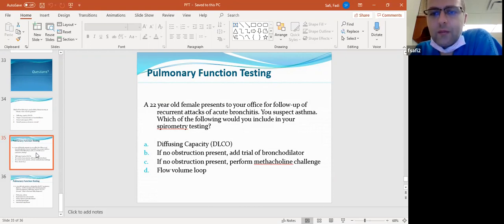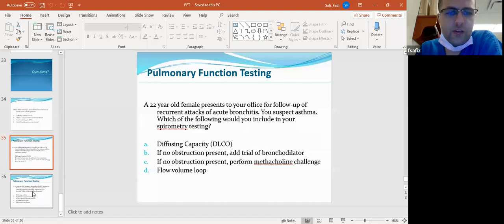Now the question here is, which is more specific to diagnose asthma? Is it the bronchodilator response or the methacholine challenge? The methacholine challenge is, because the bronchodilator response in COPD can also be positive. Okay, so the answer to this question is C.